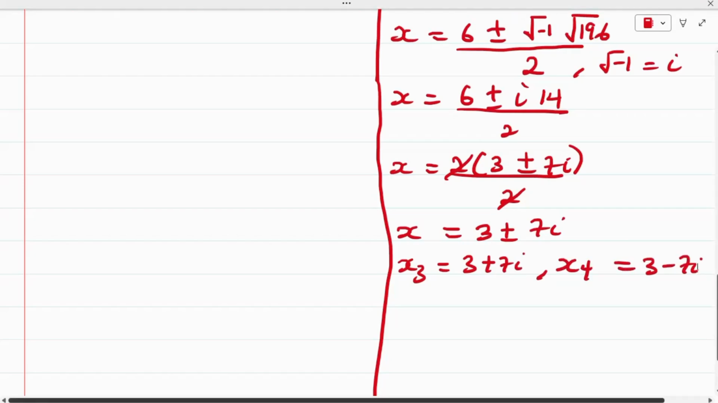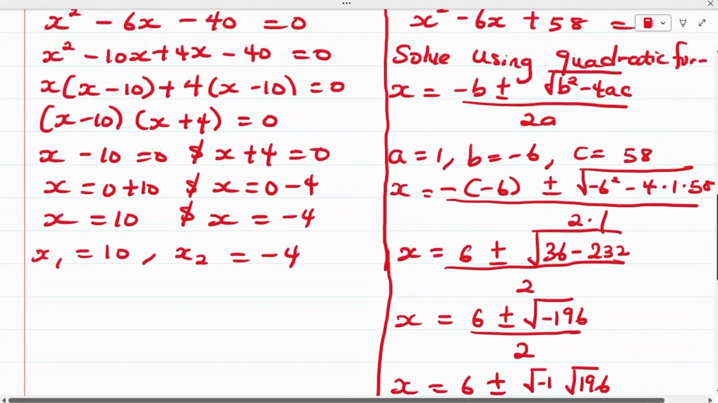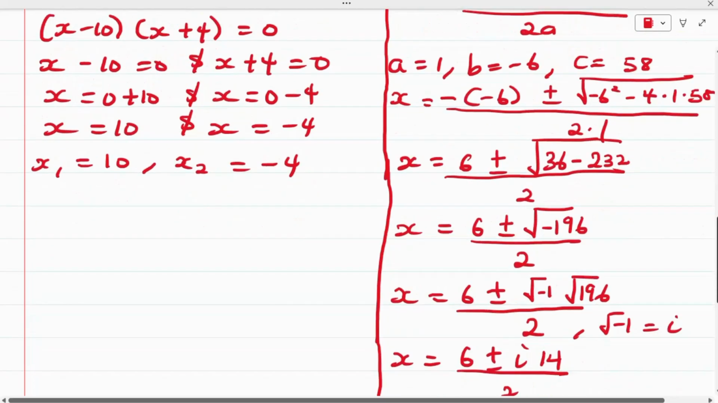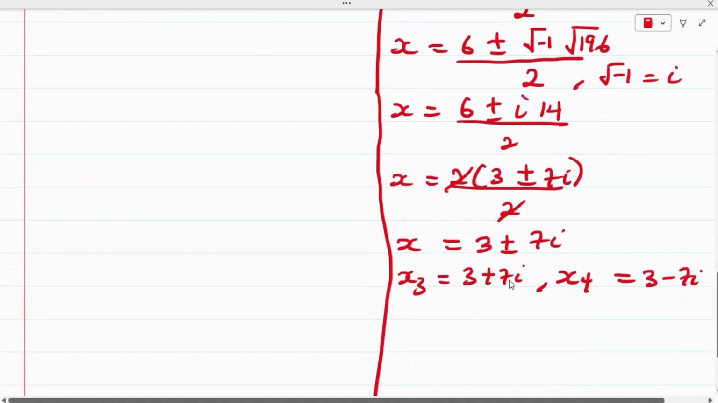So from this, guys, we have been able to solve for the values of x. So we have x1 to be 10, x2 to be minus 4. Right here we have x3 to be 3 plus 7i and x4 to be equal to 3 minus 7i. So guys, the next thing we want to do is to simply verify our answer. So let's verify.